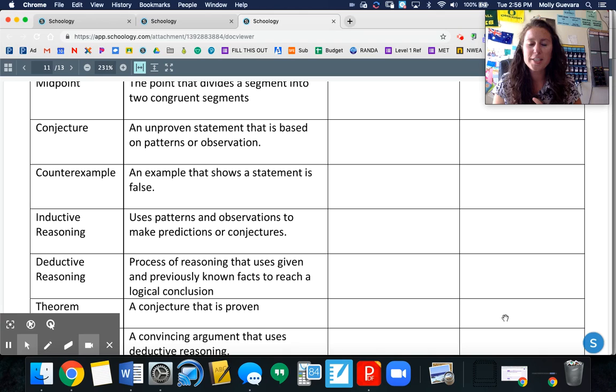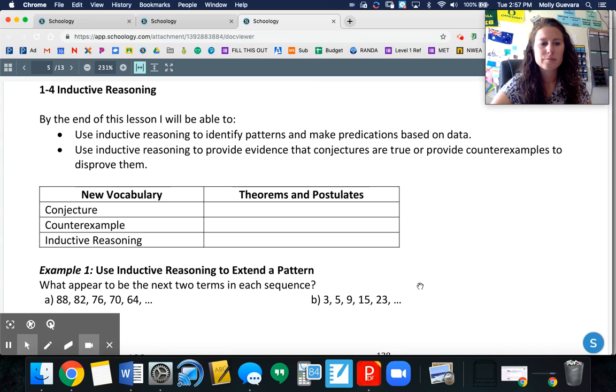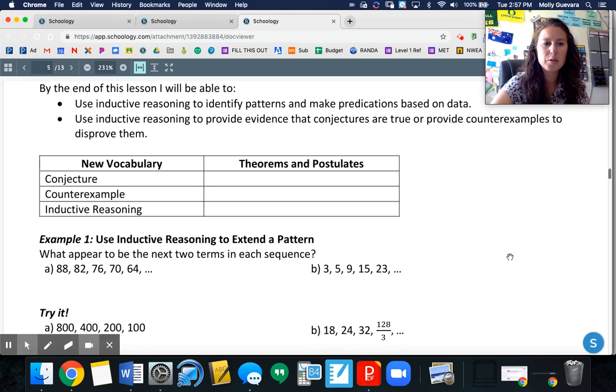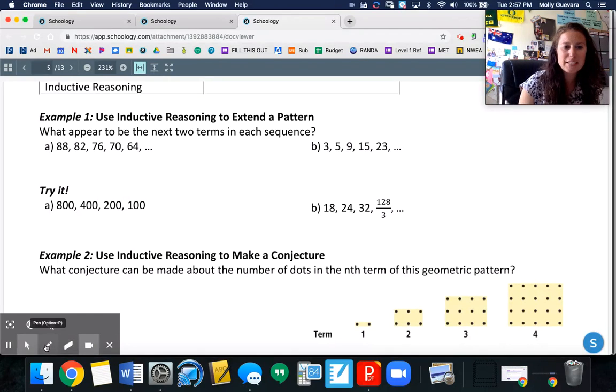Okay, so 3 terms, and then we're going to just look at today how we are using those 3 terms to make observations and to look at some patterns within our lesson, okay? So I'm going to go back up to the lesson, and we're going to get started. Okay, here we are back at the 1-4 lesson. So we're going to just start with example 1. Example 1 is all about using inductive reasoning to extend a pattern.